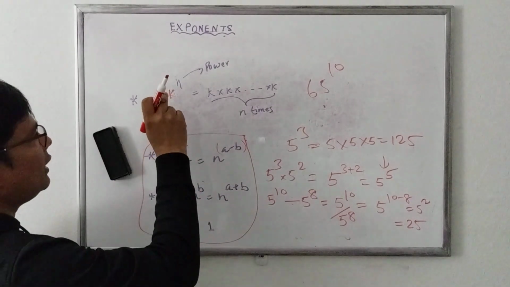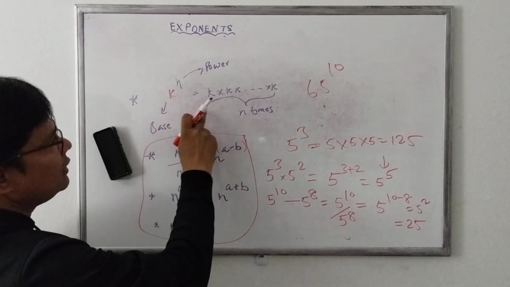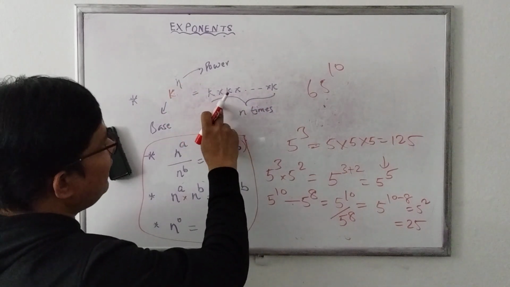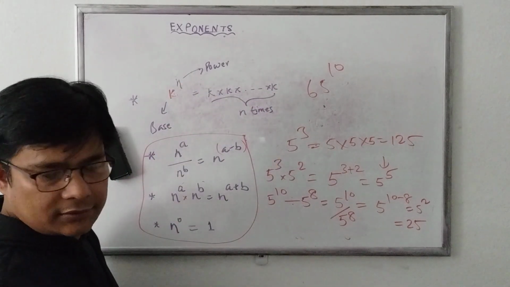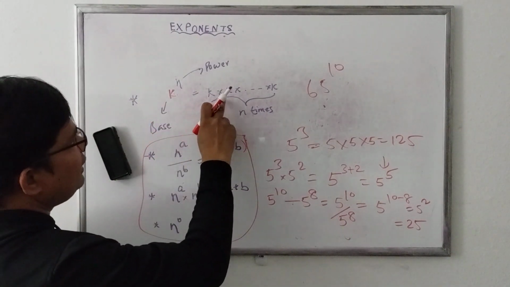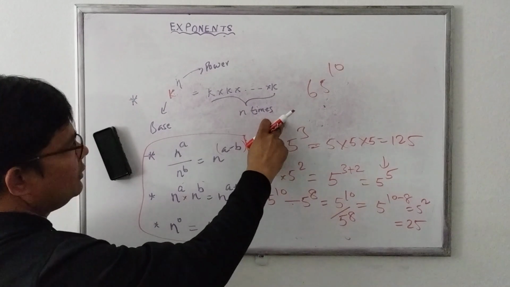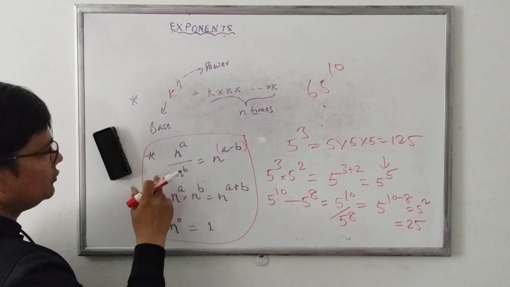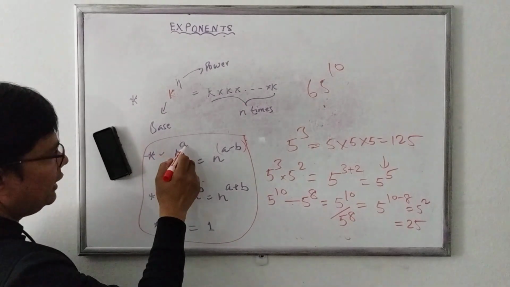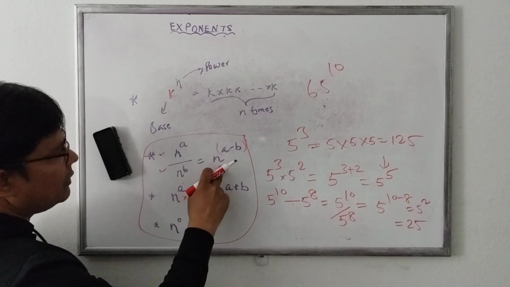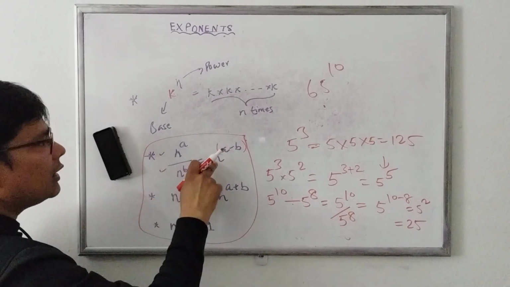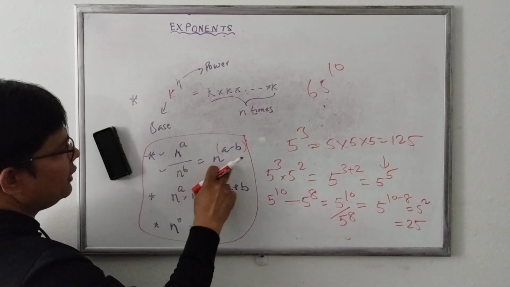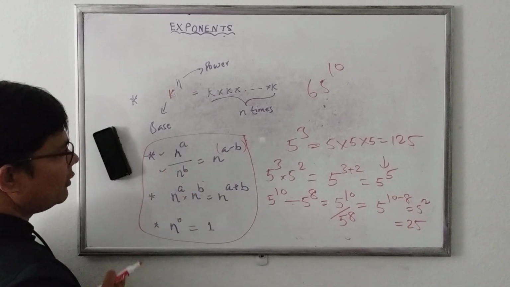If you have a base and some power, it means you have to multiply the base. Let's say the power is n, you have to multiply the base n times. So k power n is k times k times k, n times. And another thing, if you have to divide n power a by n power b, that will be equal to n power a minus b. Or the other way around, if you have n power a minus b, the answer will be n power a divided by n power b.